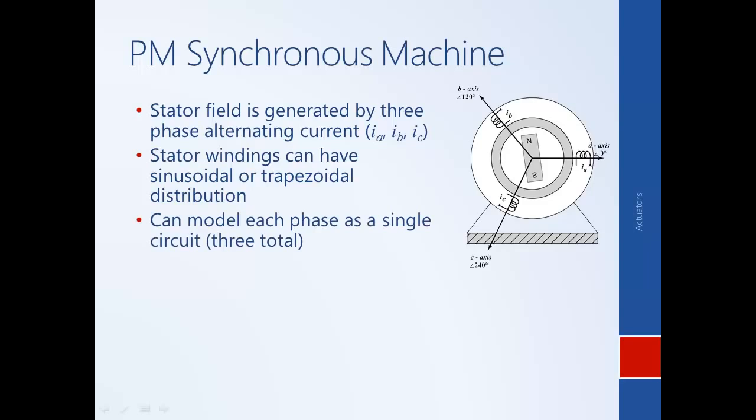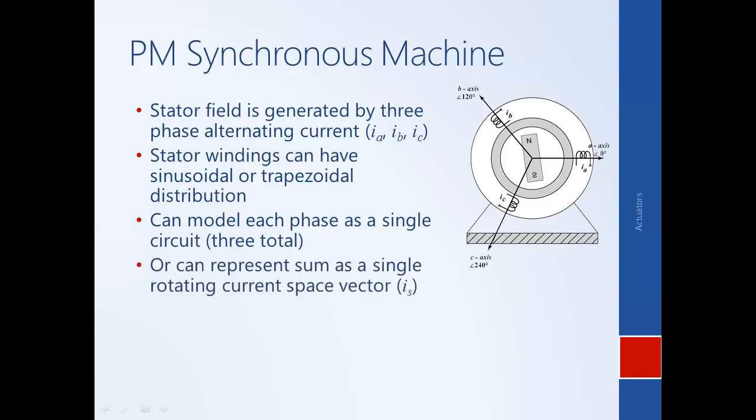When we model an AC machine like this, a three-phase machine, we can model each of the circuits individually. Just like with a DC motor, where we had an armature with some lumped resistance and some lumped inductance and a back EMF, we can do the same thing for each of these three phases. Alternatively, we can represent the three phases all at once as a single rotating current space vector. This won't be entirely clear from this picture, but there's an animation on the next slide.